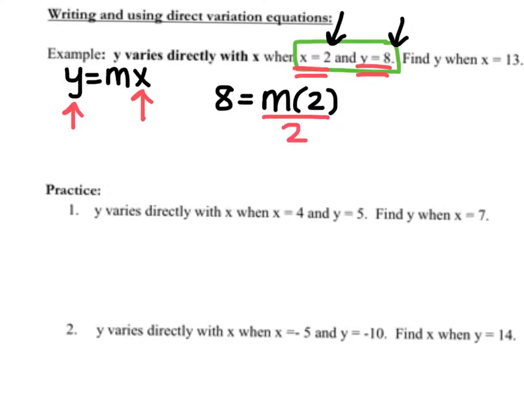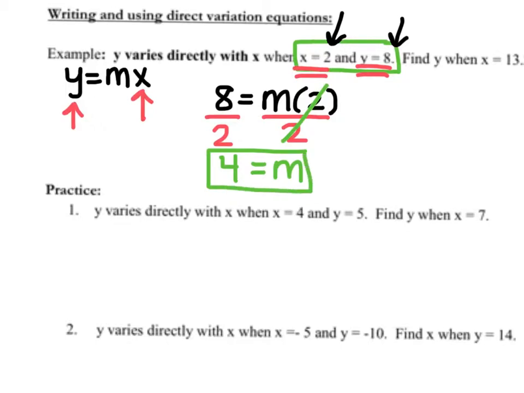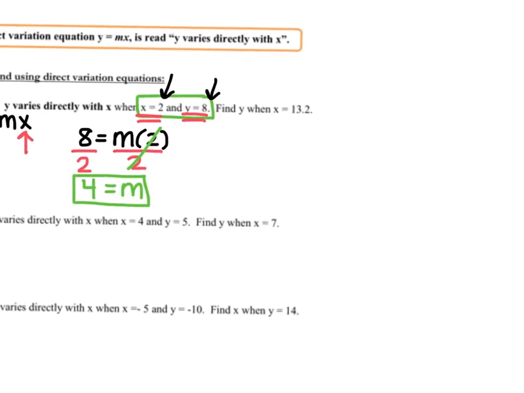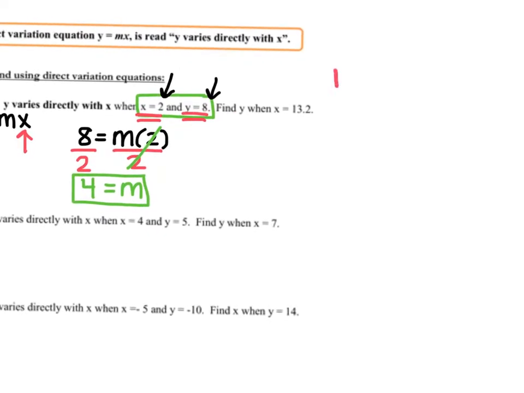So that's my first step. And right now I'm dividing both sides by 2 because it's m times 2. So to undo times 2, I divide. 8 divided by 2 is 4. So now I know that my slope is m. Okay, so my first step here is find m.